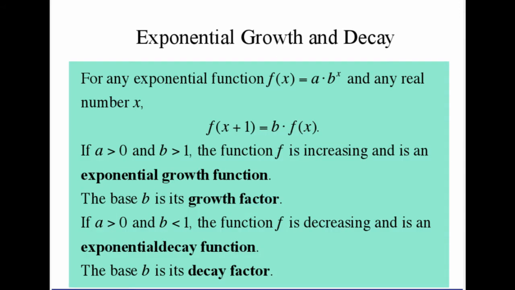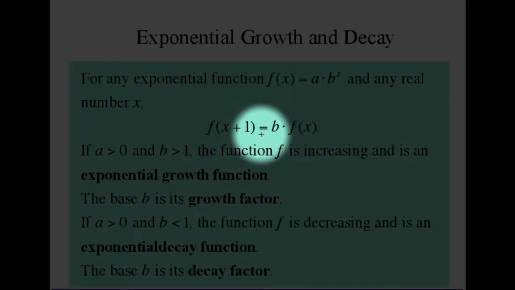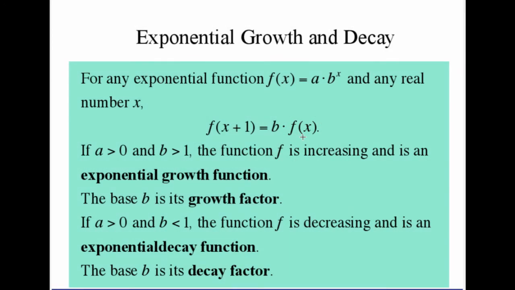Now, when we talk about exponential functions, a lot of times we talk about exponential growth and decay. For any exponential function f(x) = a times b to the x, and any real number x, f(x + 1) = b times f(x). What this is saying is that the next function value, when we add 1 to x, is built off of the previous value, f(x), and we find it by multiplying that function value by the base. We saw that in the patterns we were looking at just a moment ago.